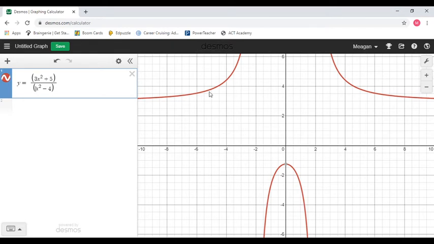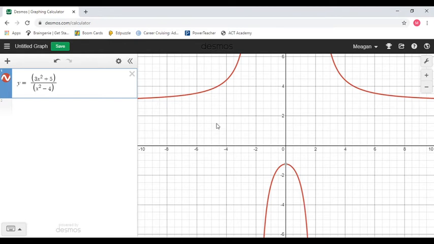So here we definitely have a different graph. You can tell we do kind of have a hyperbola shape up here, but we do have two vertical asymptotes, and we do have a horizontal asymptote, which we said was up here at 3. Okay.